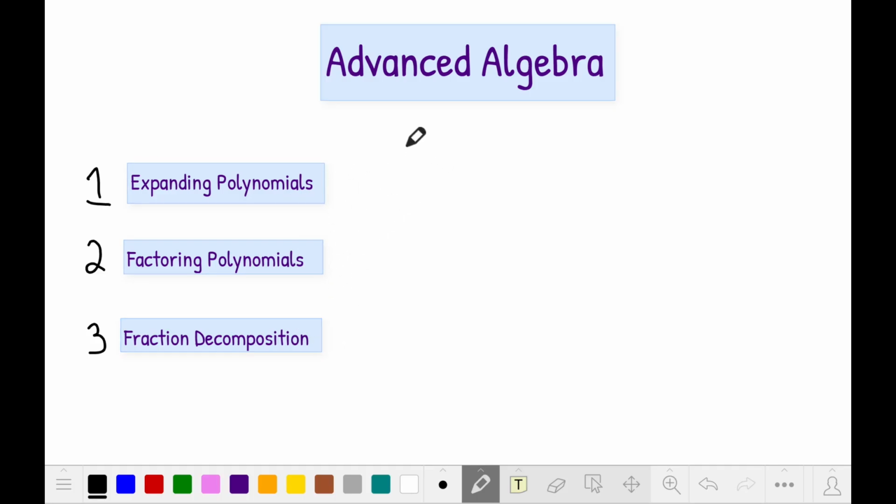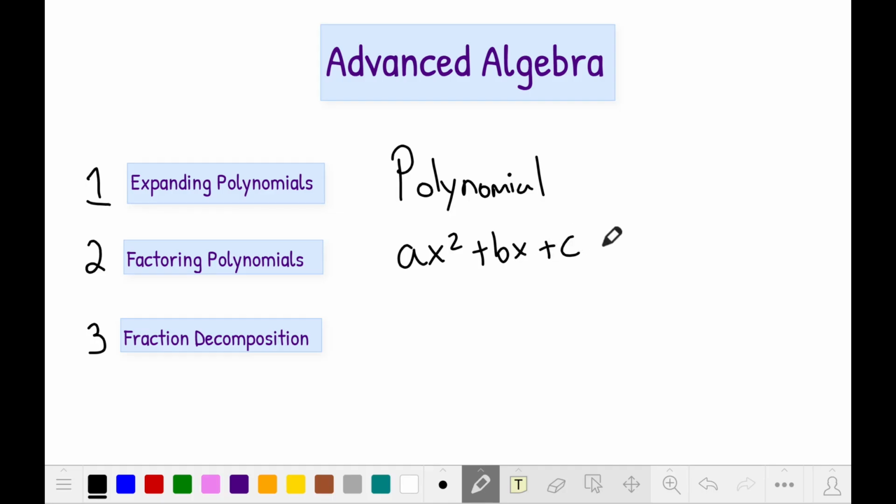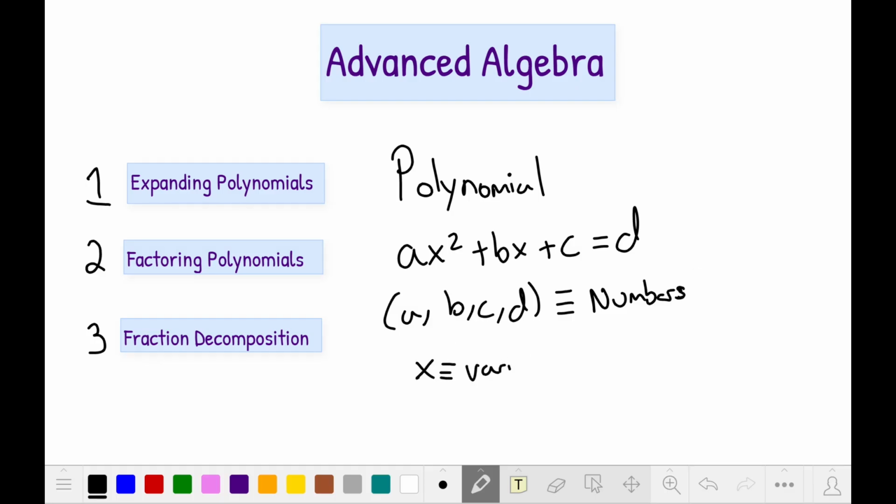So first off, what is a polynomial? A polynomial is a type of expression that looks like this. We're going to have ax squared plus bx plus c equals d, where a, b, c, and d are numbers, and then the x is the variable that we're trying to solve for.